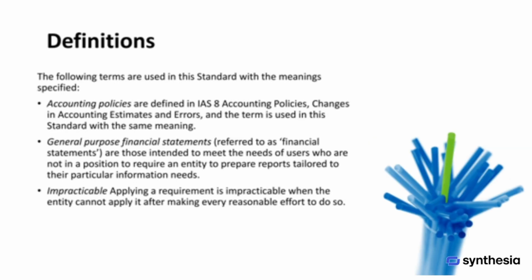In this standard, the following terms are used with the meanings specified. Accounting policies are defined in IAS 8, Accounting Policies, Changes in Accounting Estimates and Errors, and the term is used here with the same meaning. General-purpose financial statements, referred to as financial statements, are those intended to meet the needs of users who do not have the ability to request an entity to prepare reports tailored specifically to their information needs.